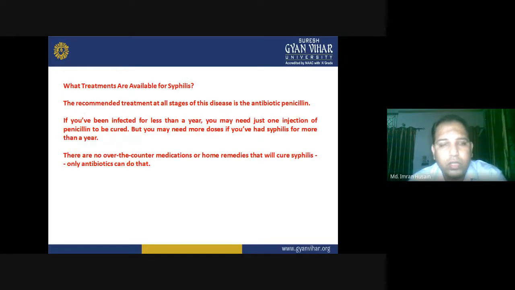So, what treatments are available for syphilis? The recommended treatment at all stages of this disease is the antibiotic penicillin. If you have been infected for less than a year, you may need just one injection of penicillin to be cured. But you may need more doses if you have had syphilis for more than a year. There are no over-the-counter medications or home remedies that will cure syphilis. Only antibiotics can do that.